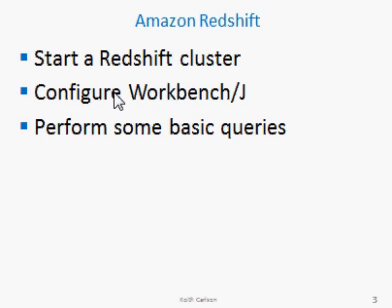I've loaded a data set out there that has 3 million records in it, and it's got dates and random numbers between 0 and 1 million. And we're just going to run a couple of queries to see if we can get some averages and things like that. Before we get started, Workbench J is open source, and you can download it, and you can look that up on the internet.